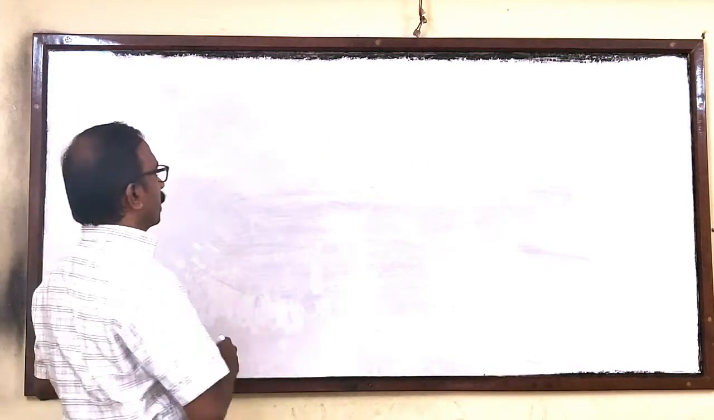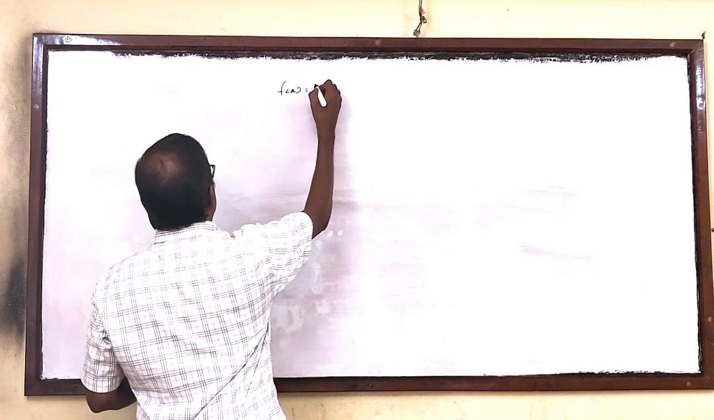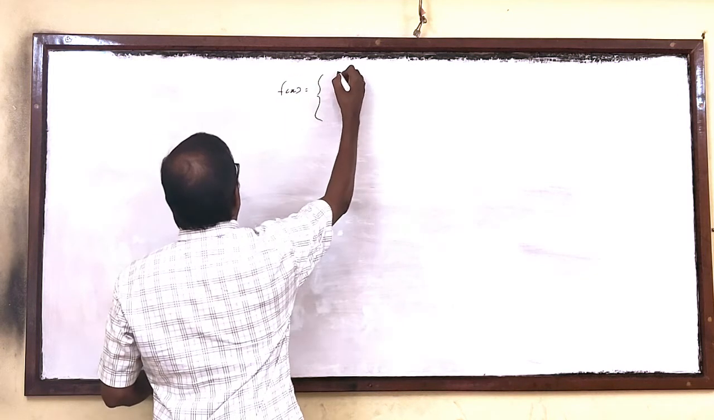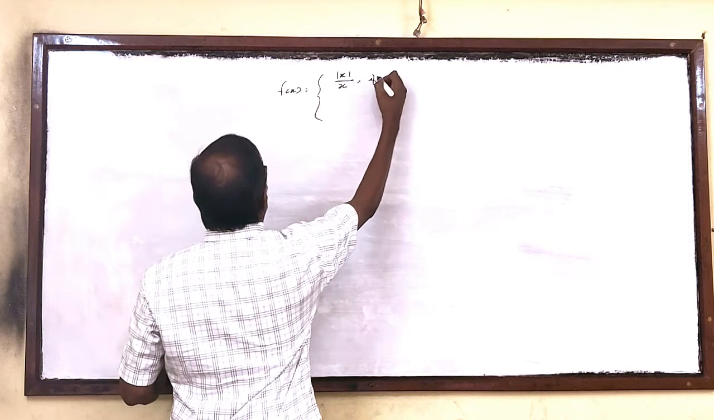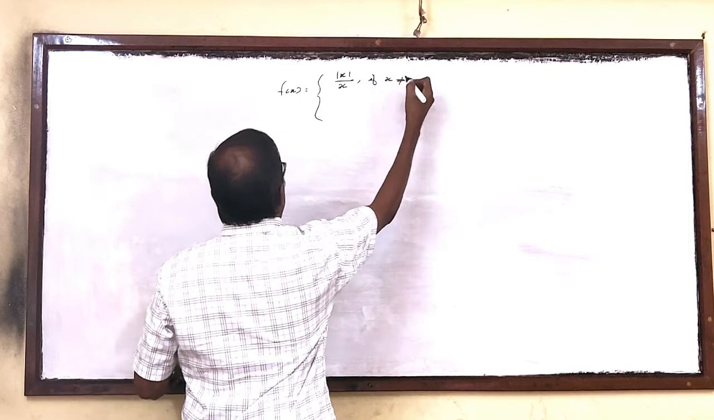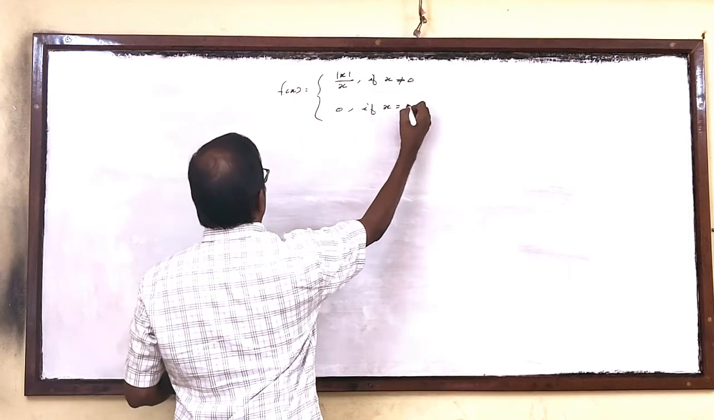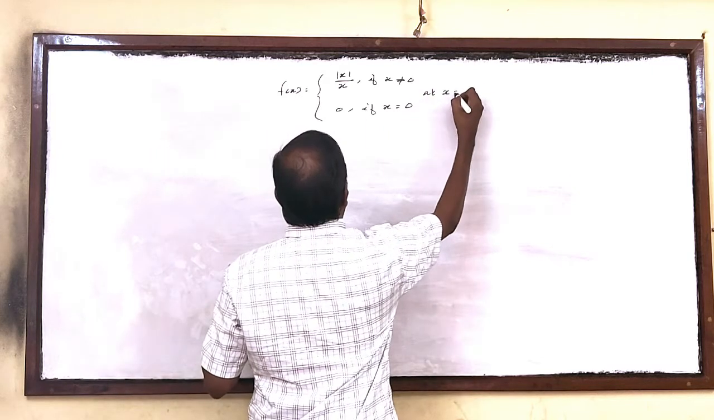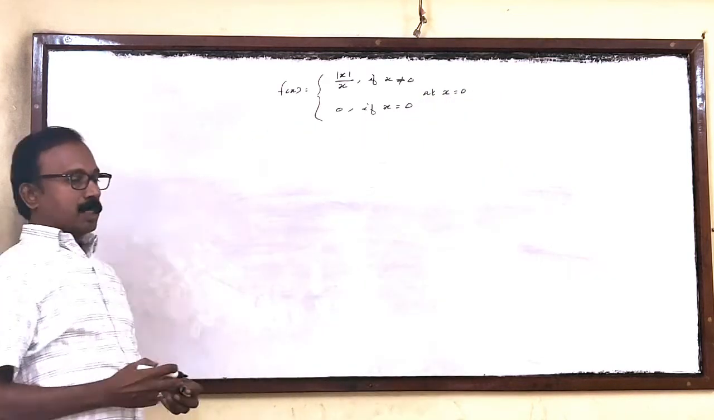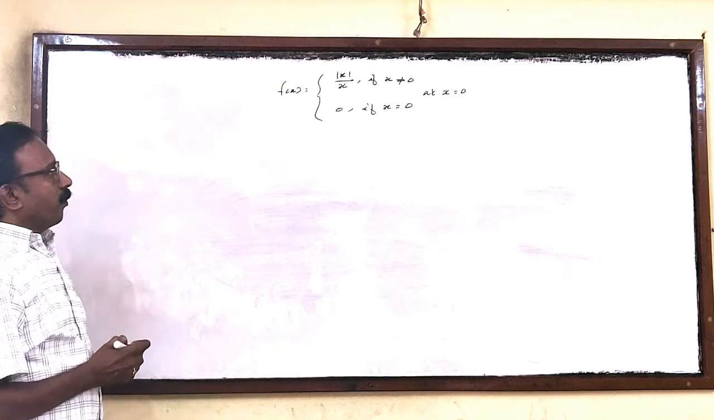Suppose we have a function f of x equal to modulus of x by x if x is not equal to 0, and 0 if x is equal to 0, at x is equal to 0. Check whether this function is continuous or not.